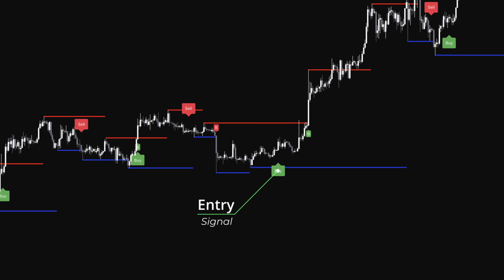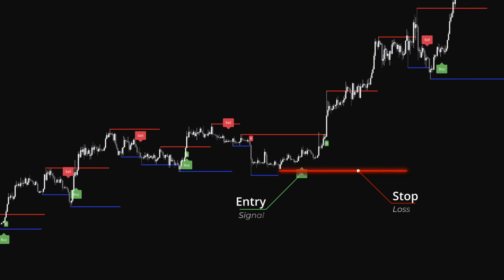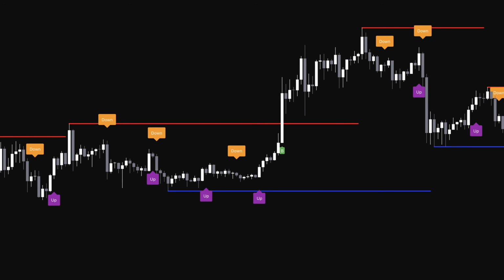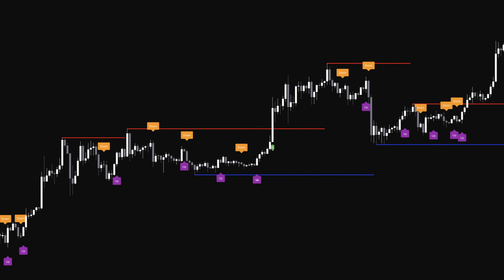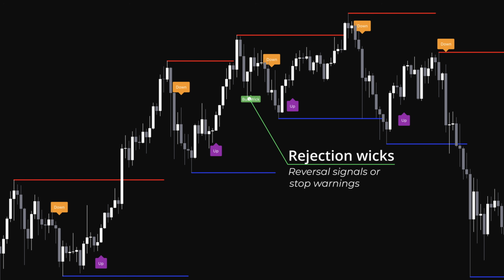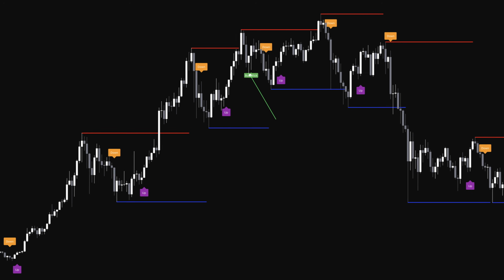You can trade the EMA crossover signals as primary entries, using the nearest support or resistance level as your stop loss. Another approach treats the support and resistance breaks as entries, but only when aligned with the EMA trend direction. For example, taking resistance breaks only when EMAs show an uptrend. The wick rejection labels can serve as reversal signals or warnings to tighten stops on existing positions.